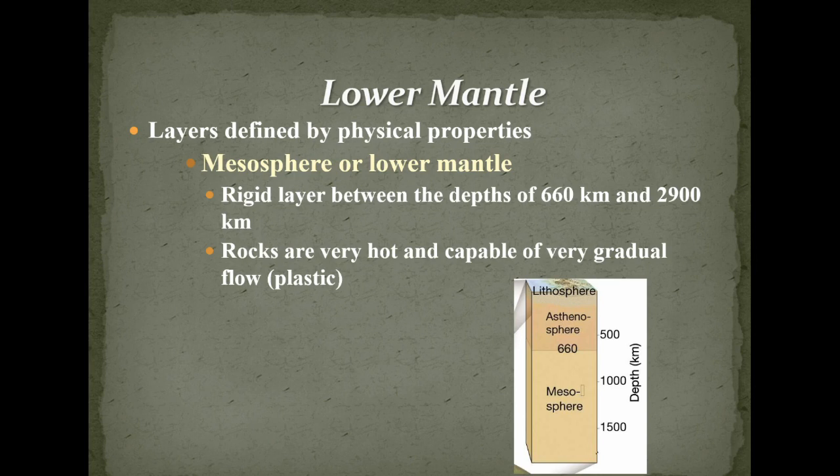And then we have our transition zone, which we don't have a lot of information about, other than it tends to hold more water and gets more dense. And then underneath we have the lower mantle. The correct term for this is the mesosphere. The mesosphere is thought to be more rigid than the asthenosphere, but there's still very, very slow plastic flow.